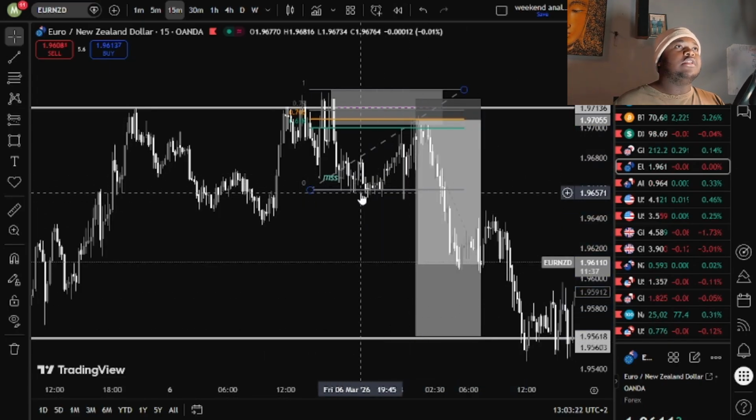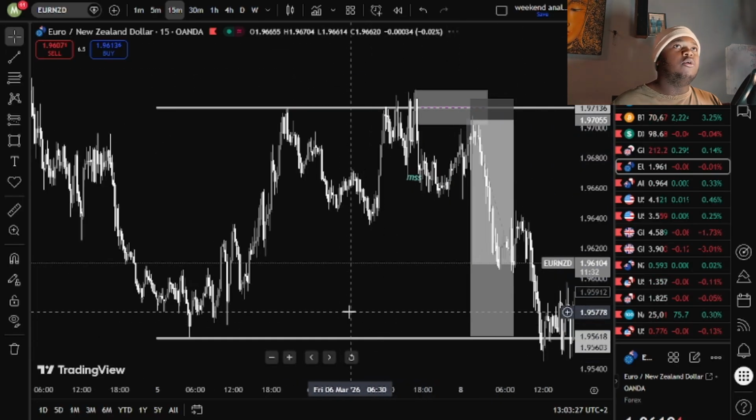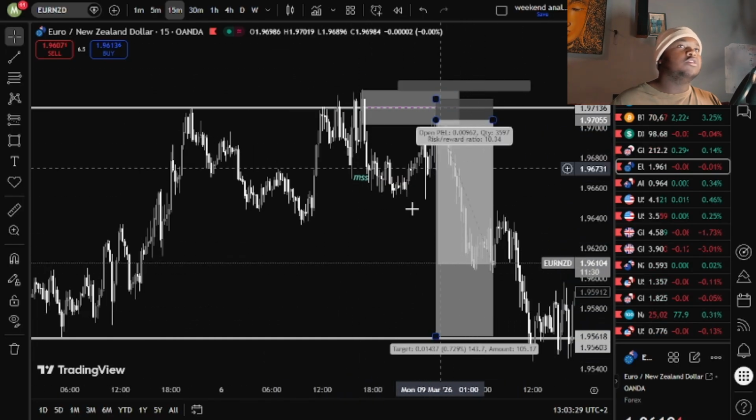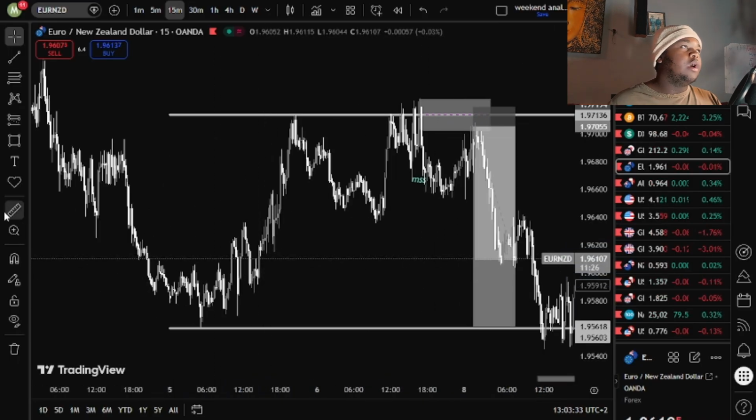Now obviously I can't just target to the downside or the next liquidity point just like that. As you can see, this is a 1 to 10 risk to reward ratio. So what do you do? You come here to the side.